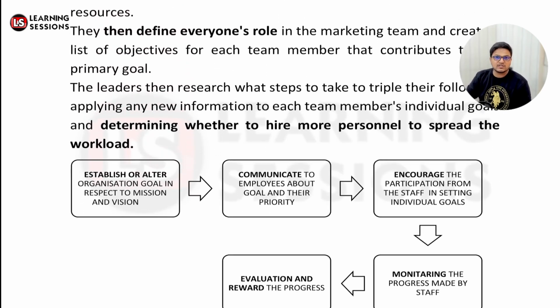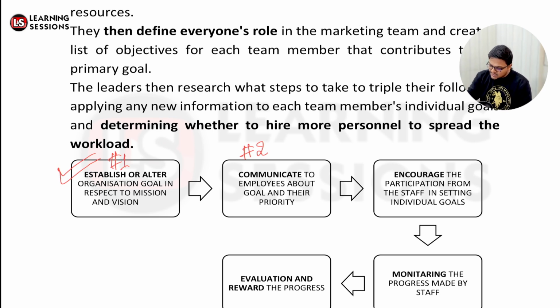Now it's related to establishing or altering organizational goals. Whatsoever goal we were having is to be established. That's the first step. And the second one is to communicate the same objective to your team, to your employees, so as to set their priorities.